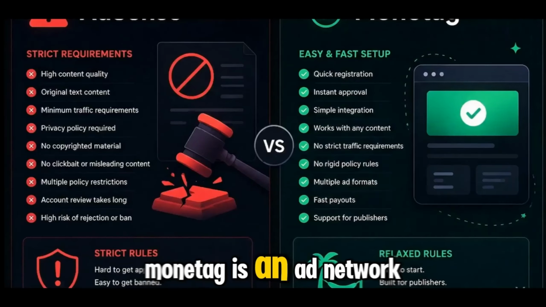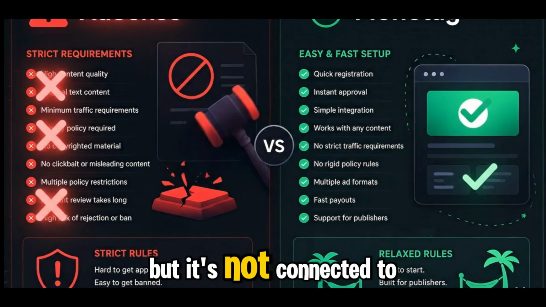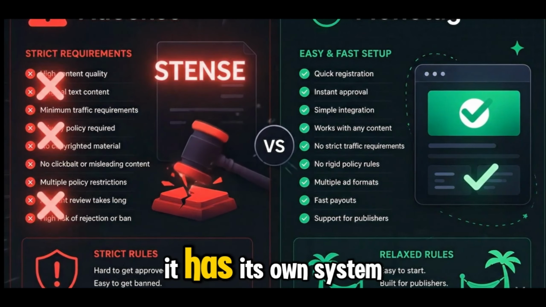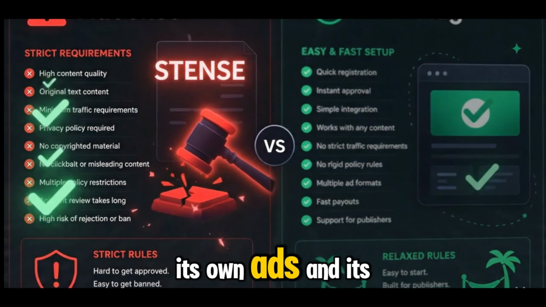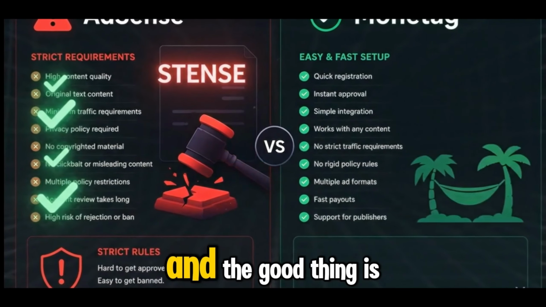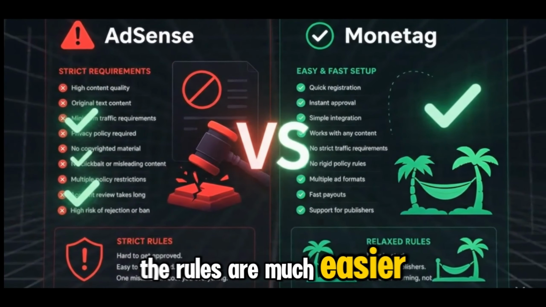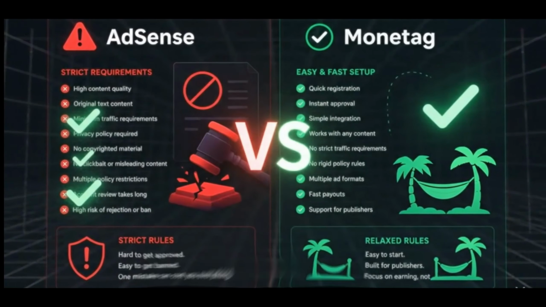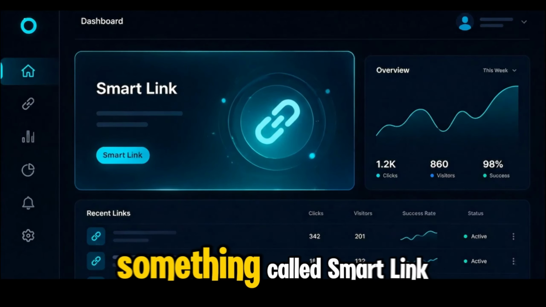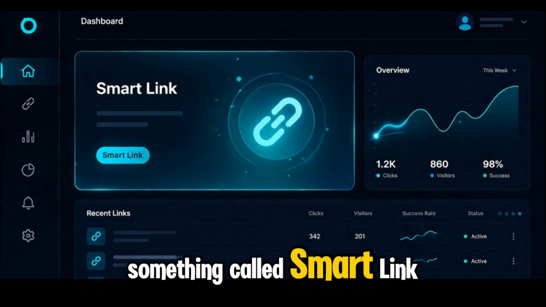Monetag is an ad network, but it's not connected to Google. It has its own system, its own ads, and its own rules. And the good thing is, the rules are much easier compared to AdSense. Today, we are focusing on something called Smart Link.